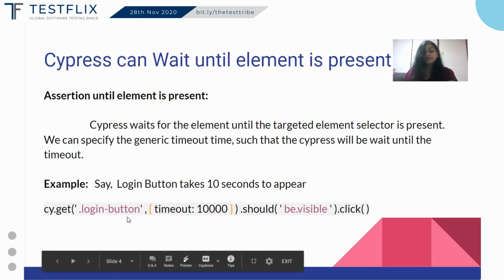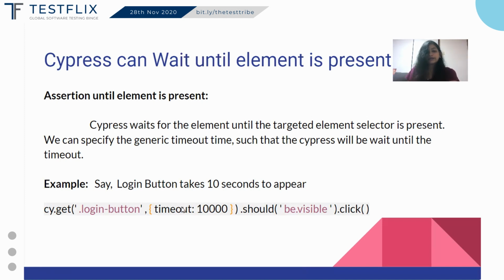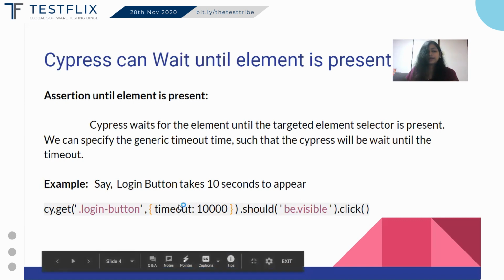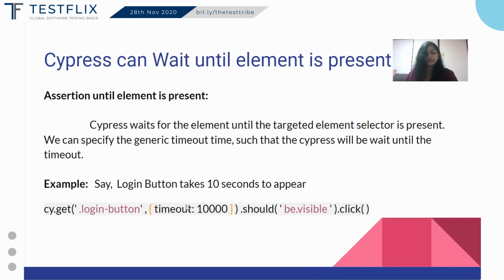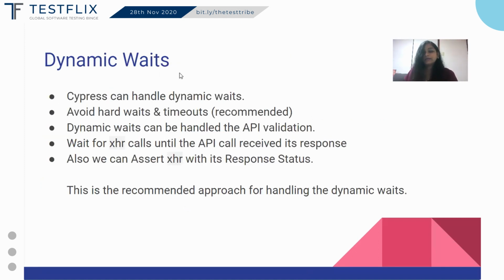Usually this won't work in many cases because this is a hard-coded timeout, and this may vary. The factors may be the server load time, the internet, or many other scenarios which are linked to the timeouts or the load times. To handle this, we can mention dynamic waits in Cypress. So that is my topic.